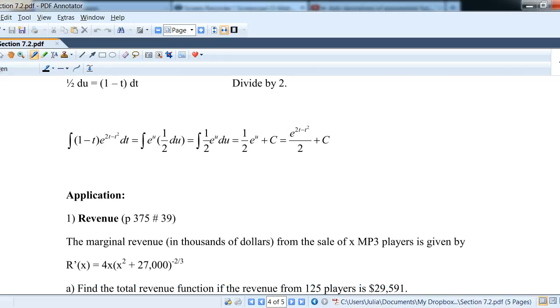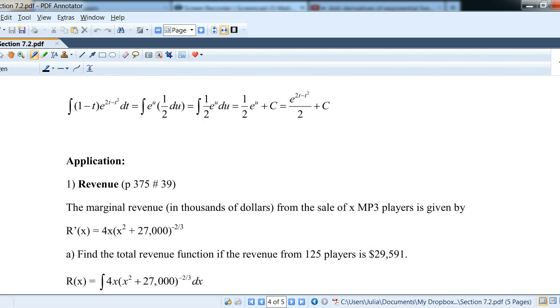When would we need u substitution? Well, here we have the marginal revenue, which is r prime of x equals 4x times x squared plus 27,000 to the negative 2/3 power. That's in thousands of dollars. So the total revenue from the function from 125 players is 29,591. So we'll get back to that when we need that.